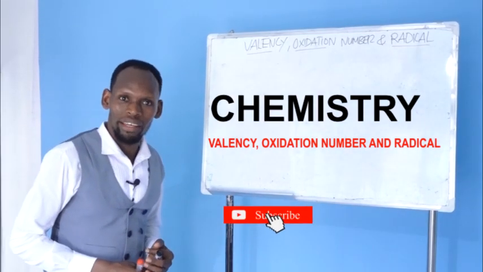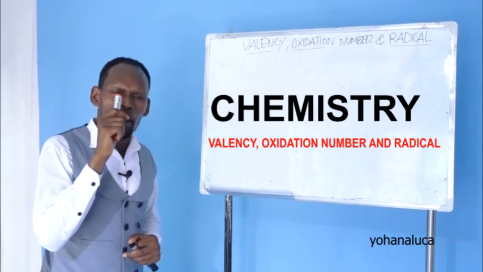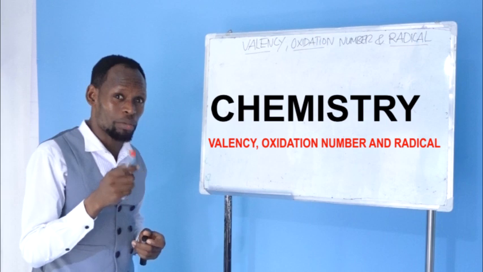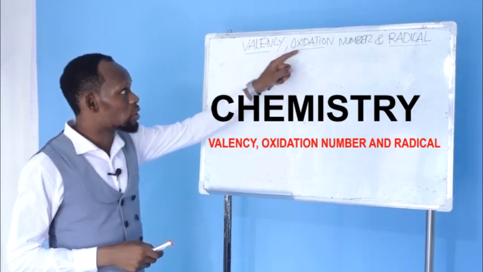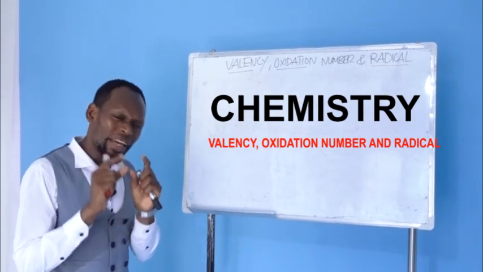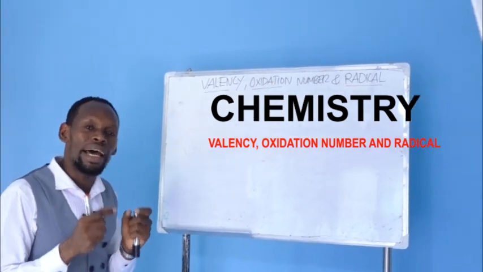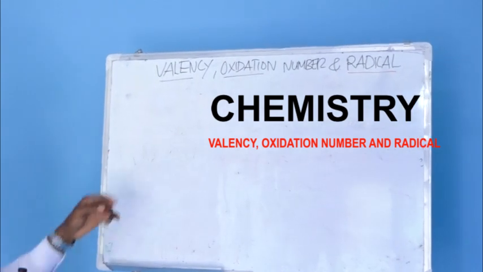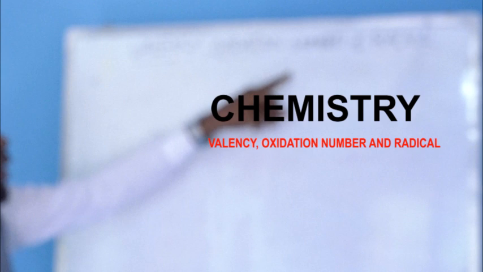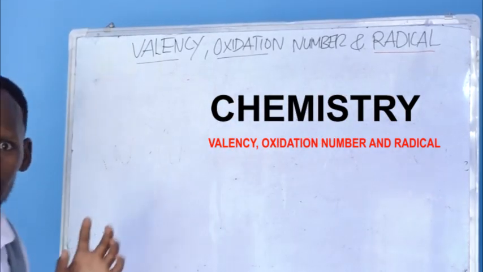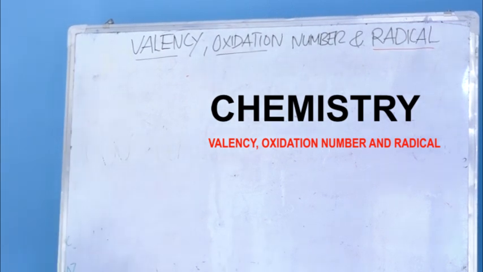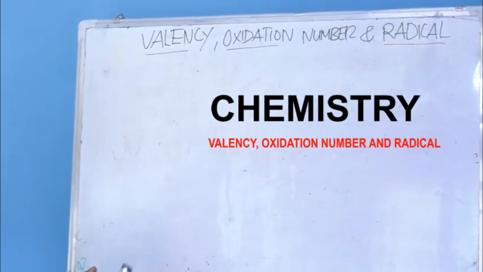Hello, today I want to show you the best way, the simplest way to differentiate between valence, oxidation number or oxidation state, and radical. Many students, when they are studying chemistry, get confused about valence, oxidation number and radicals. Today I want to make it very simple and clear to you. So you're welcome to this lesson.